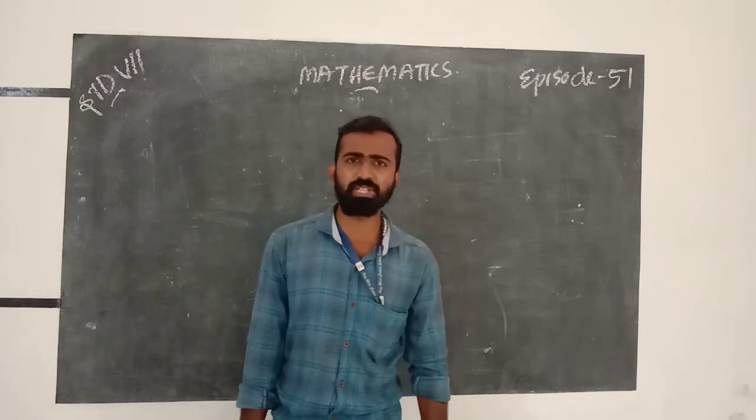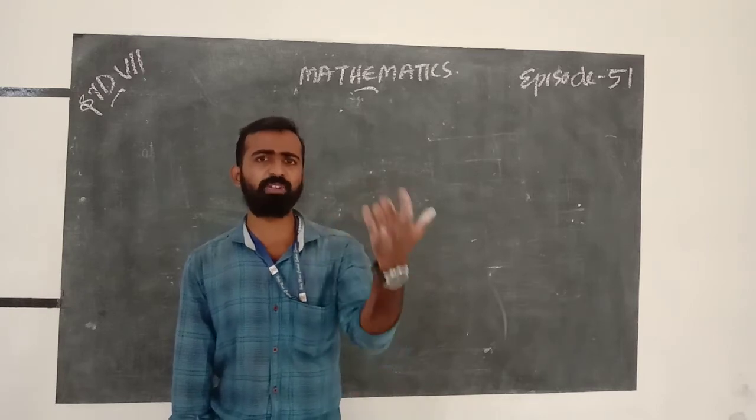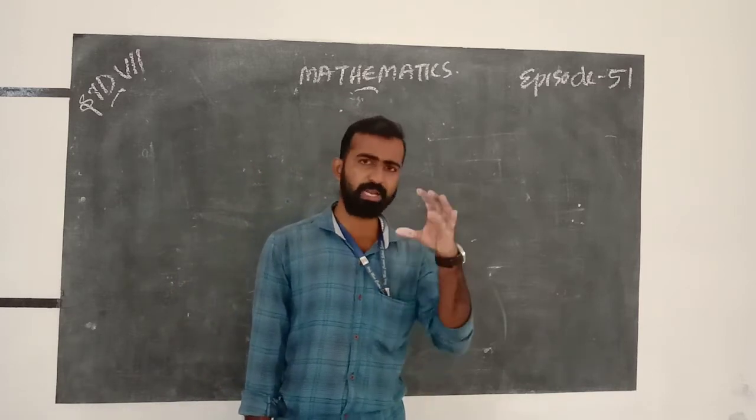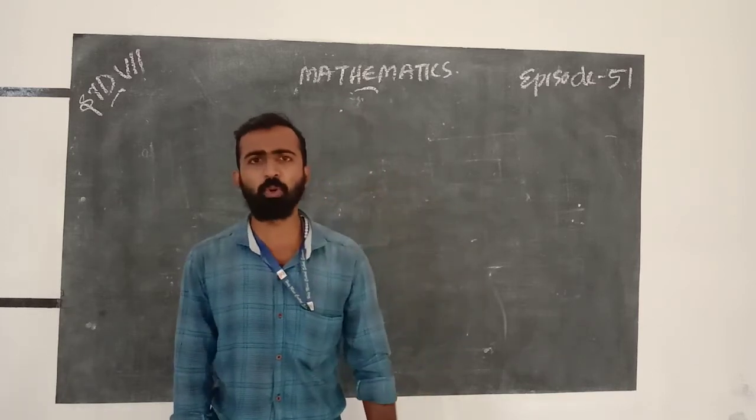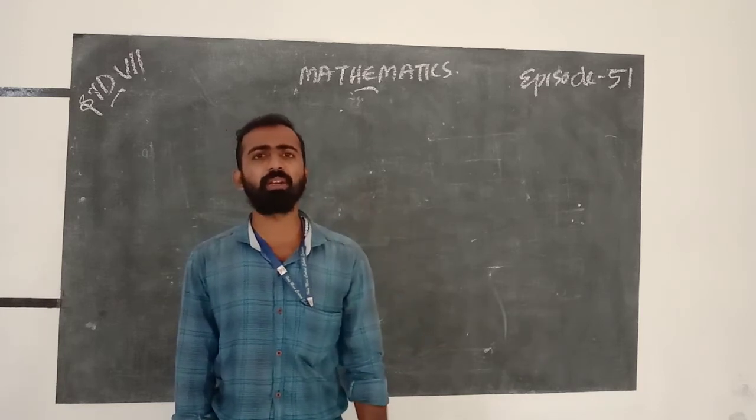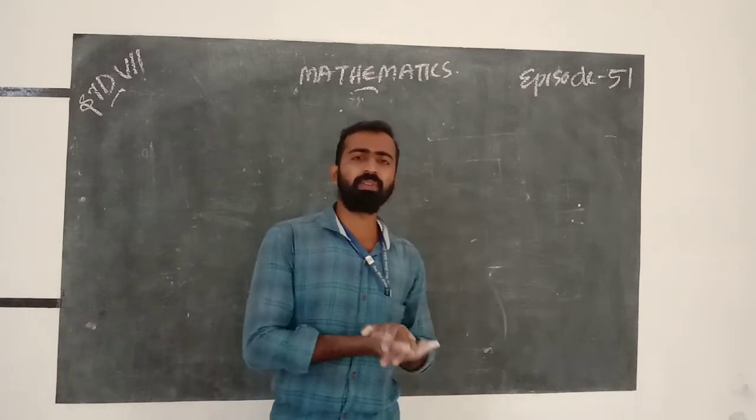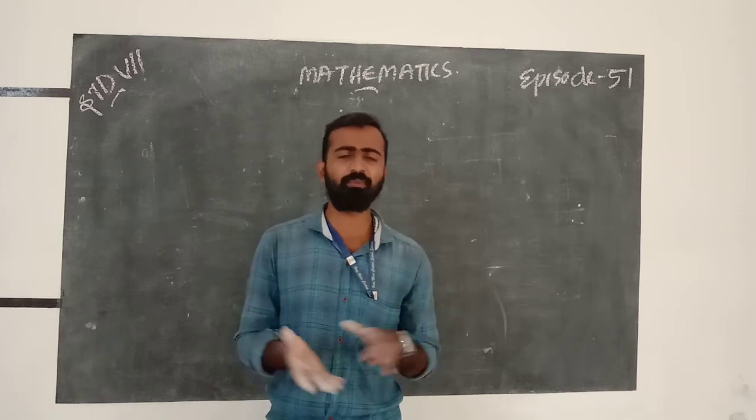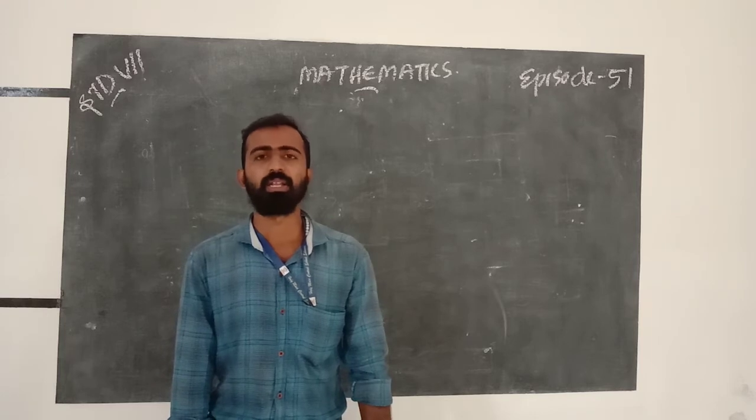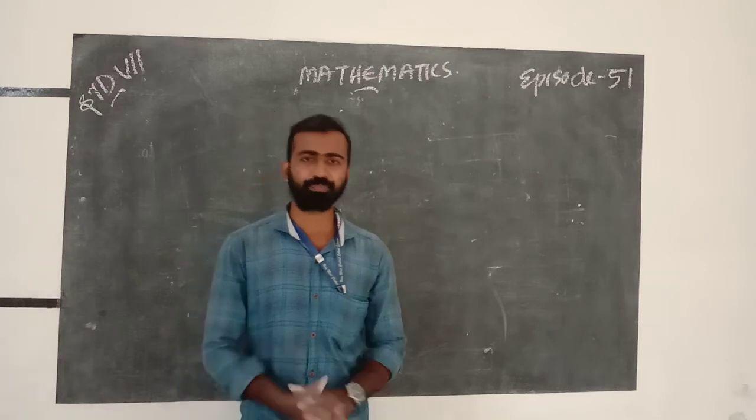The next operation is division. Division takes place by taking the reciprocal. What do we mean by reciprocal? Reciprocal means we interchange the position of the numerator and denominator. After we take the reciprocal, we multiply it with the first one.